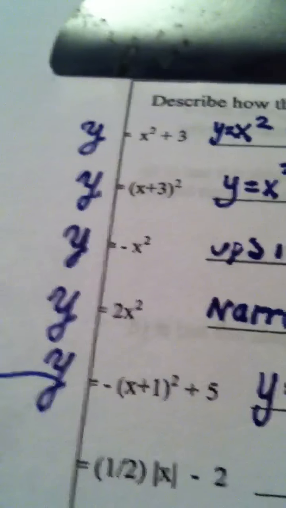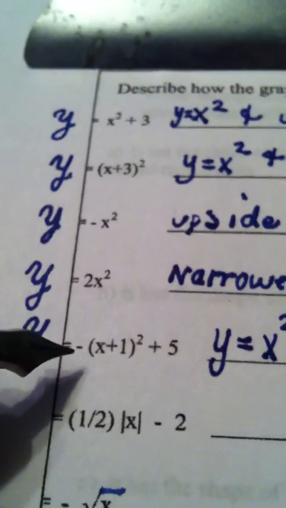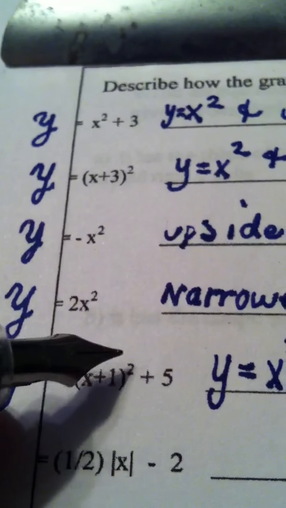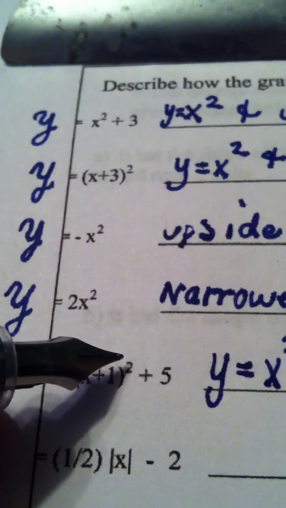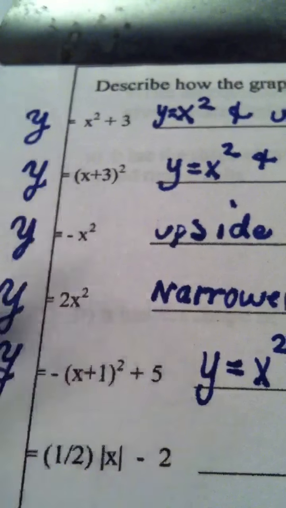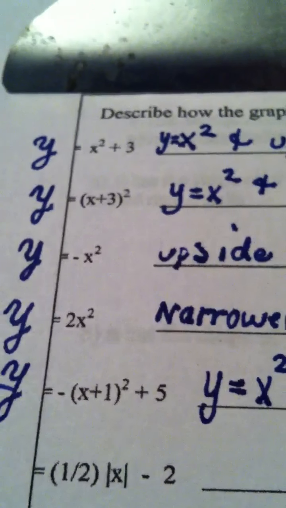You're going to turn it upside down, and up 5. So each one of these has its purpose. The minus reflects it with respect to the x-axis. That means upside down. Squared meant it was a parabola. X plus 1, 1 to the left, plus 5, up 5. And we're done.